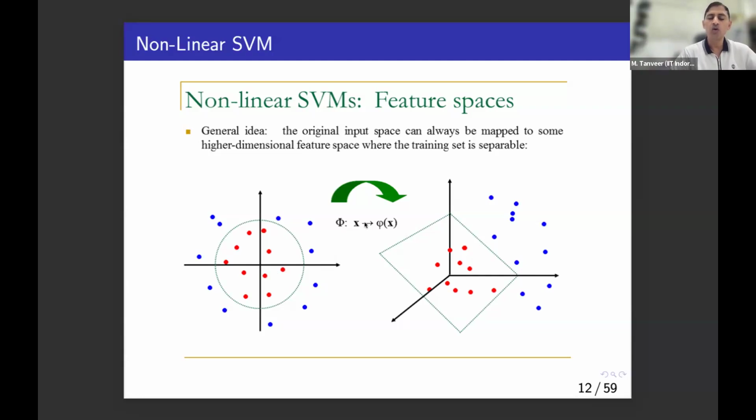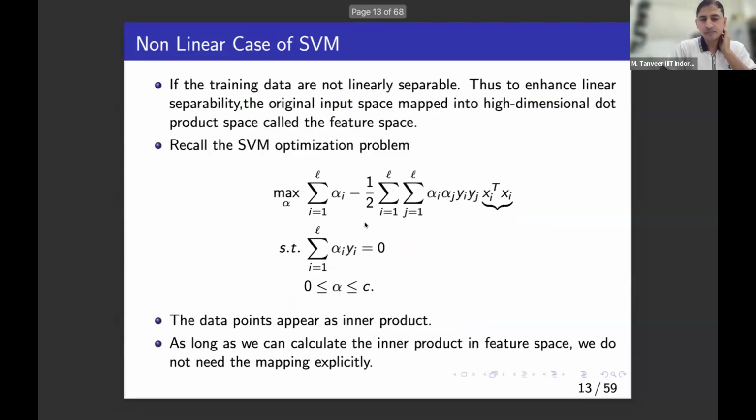So we go with the same idea that we map into some high dimensional space such that the data is linearly separable. Now the question arises in our mind: what will be the nature of phi, and in which dimension will the data be linearly separable? Those answers will come when we solve the problem. So let me go and see.